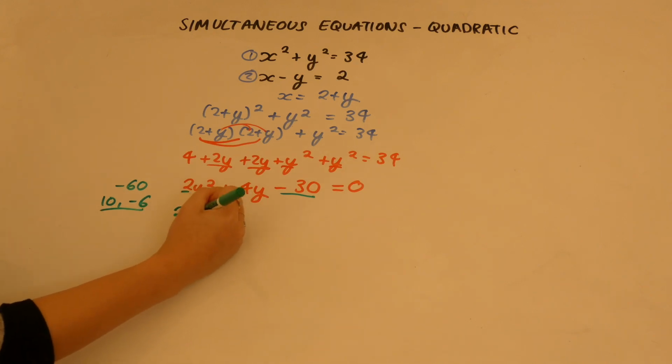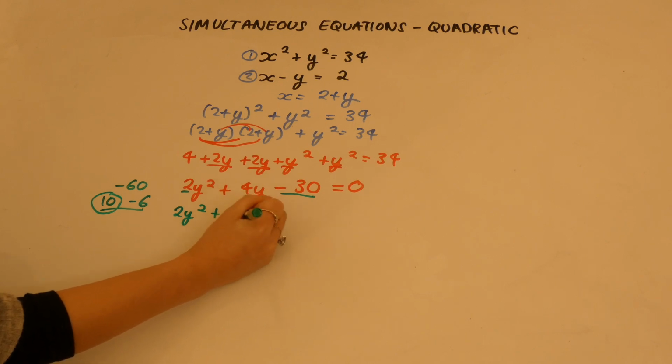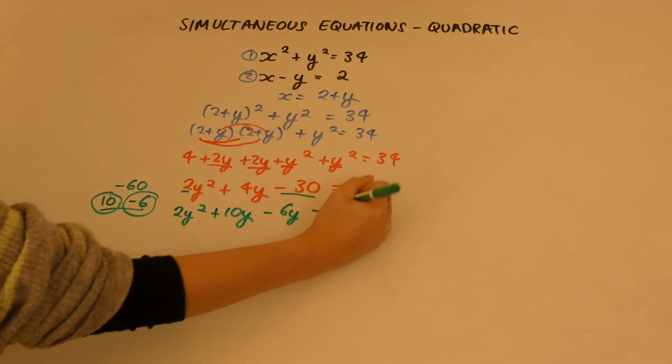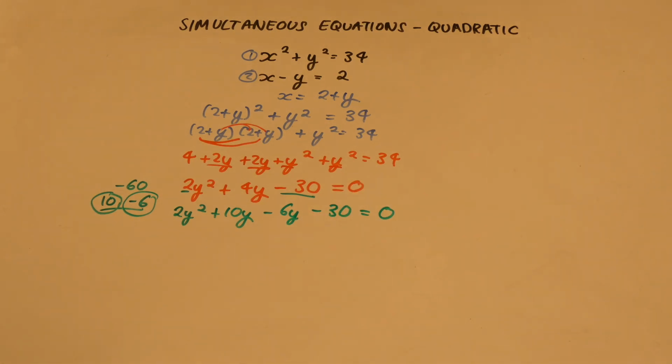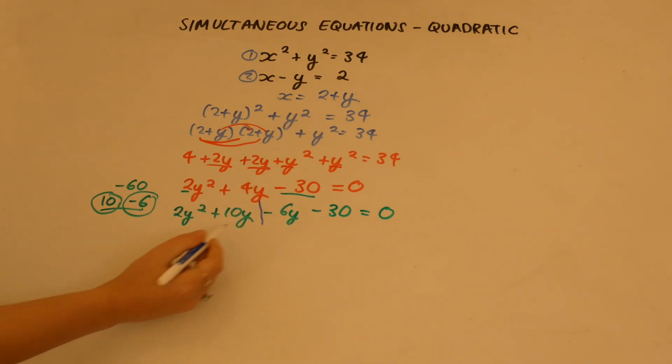So we're going to just get 2y squared. Our first factor is 10, so we're going to have plus 10y. And our second factor is 6, we're going to get minus 6y. Minus 30 equals 0. All we now need to do is separate out these two factors into two sides of the equation. And now let's deal with this side.